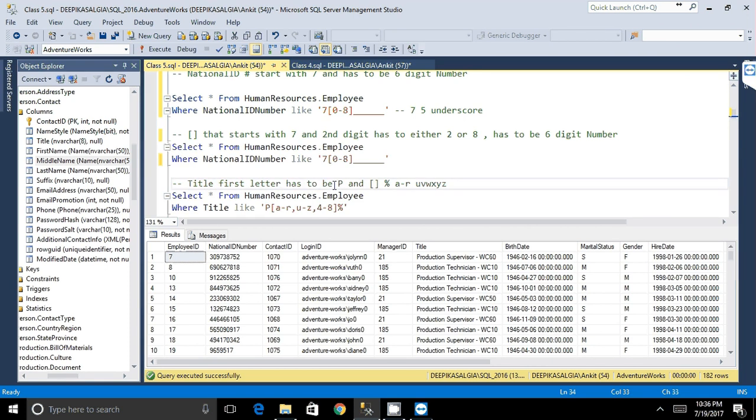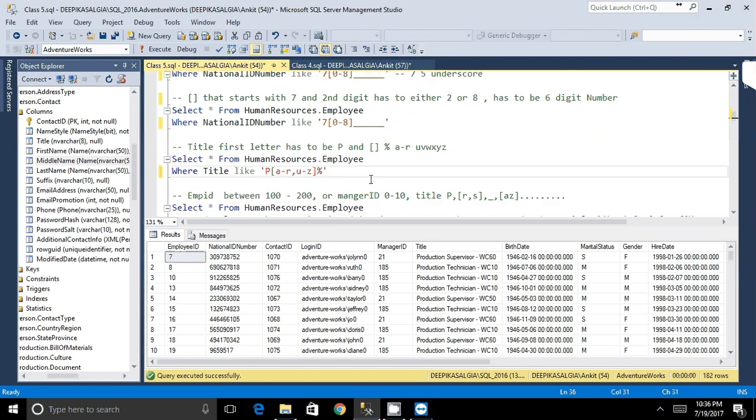So this one is for the first letter has to be P, and then it could be A to R or U, V, W, X, Y, Z, and then 4 to 8. Okay. All right. So try to practice. So I think we are done with the wildcard. Let's do a last question before you go. Or you can do this as an assignment and bring it in the next class.